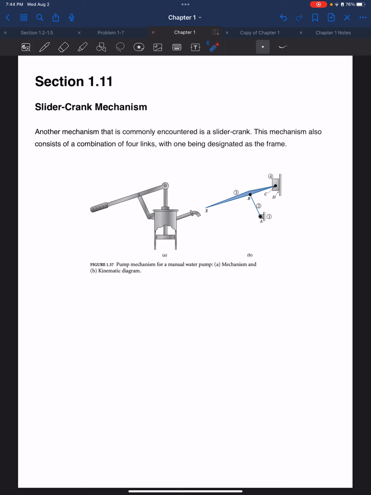Section 1.11, slider crank mechanism. This is a very commonly used mechanism that we're going to take a look at a lot. This mechanism also consists of 4 links, with one being designated as the frame. But this one is just slightly different in that we have 3 pin joints and 1 slide joint. We see that modeled up here with this pump mechanism.